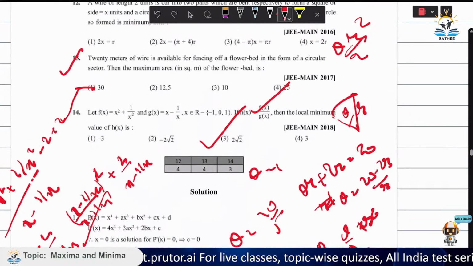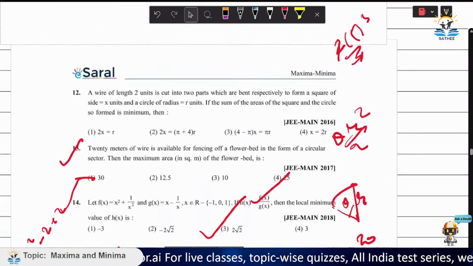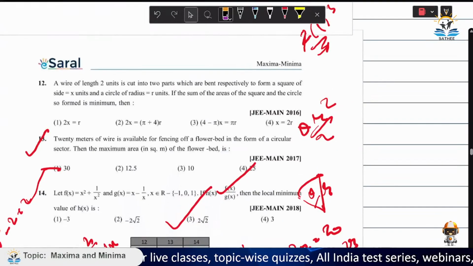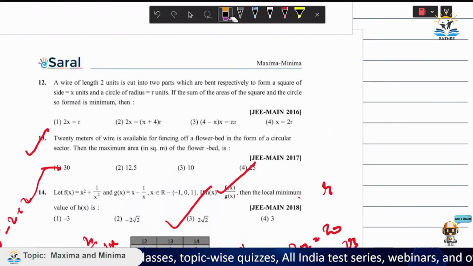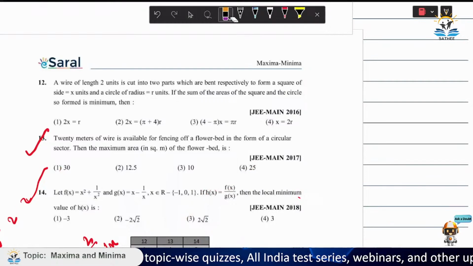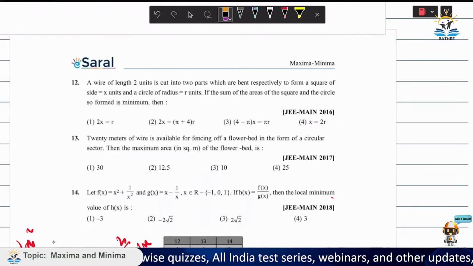We have done this. We have not done this, right? So let me erase all this and get some clear space.